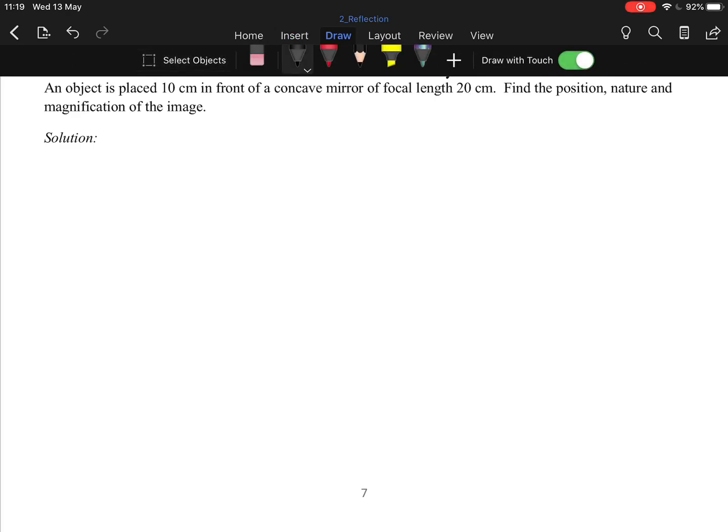So an object is placed 10 centimeters in front of a concave mirror of focal length. Find the position, the nature, and the magnification. Okay. Right. So let's look at this first. We can answer the nature of it straight away. Okay.